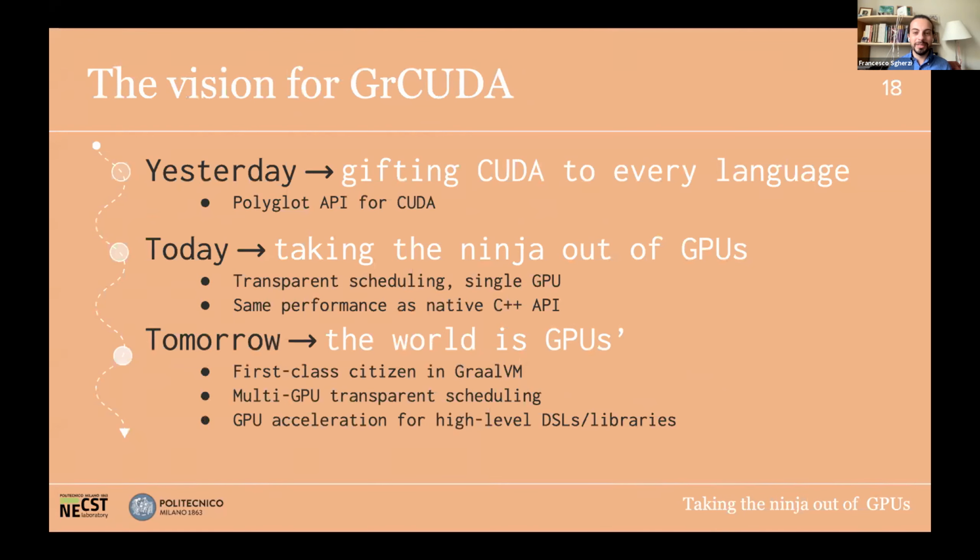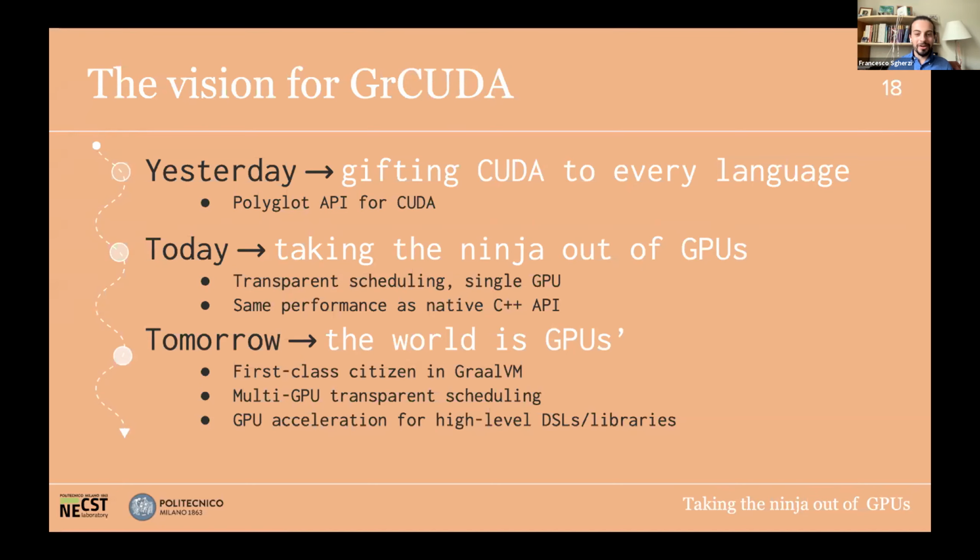In the beginning, GrCUDA was born as a project to enable the use of the CUDA API from many different languages. So it was basically just an interoperability layer between different languages. But today, we are enabling transparent, asynchronous scheduling on a single GPU. So we are also giving you better performance with the exact same code. And the performance is comparable to the native C++ API, because of course we don't want to lose performance by going to a different language.